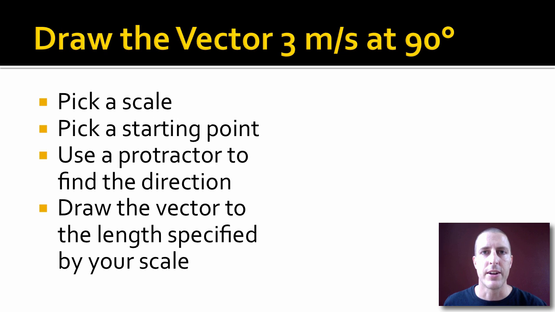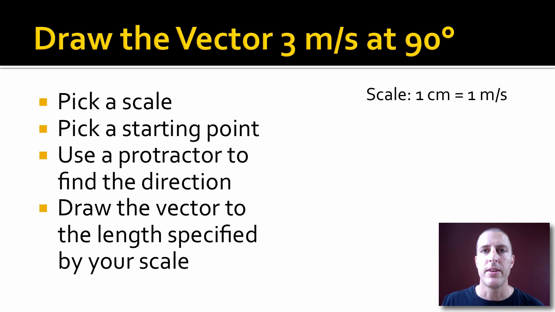So let's try drawing a vector. So if we're going to draw a vector that's 3 meters per second at 90 degrees, there's a few things we need to do in order to do this. Now it's hard to draw something 3 meters per second long on a piece of paper. What would that even look like? So first you have to define your scale. So here we're going to say 1 centimeter on our paper is 1 meter per second in the real world. Now we can draw meters per second.